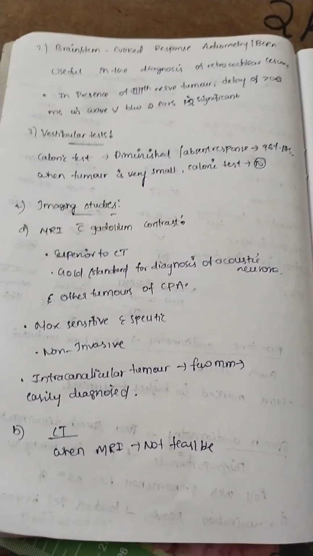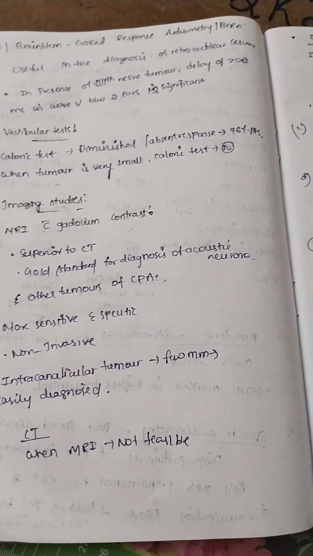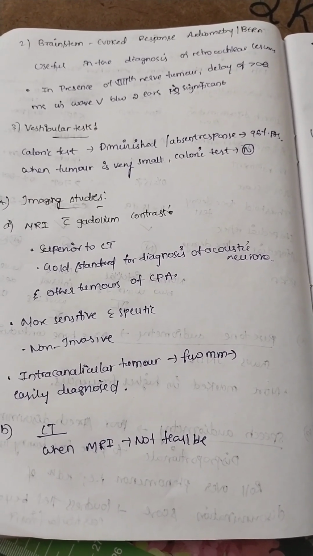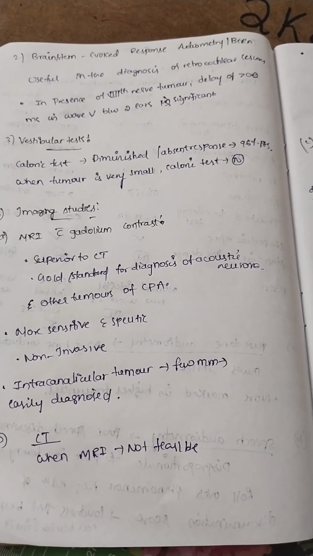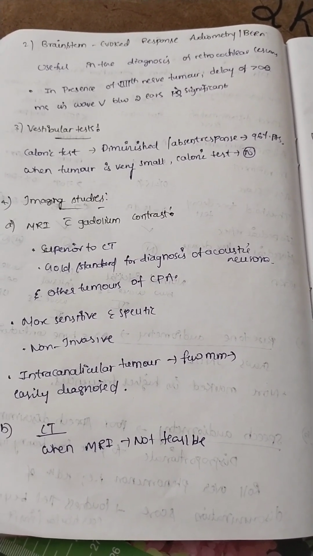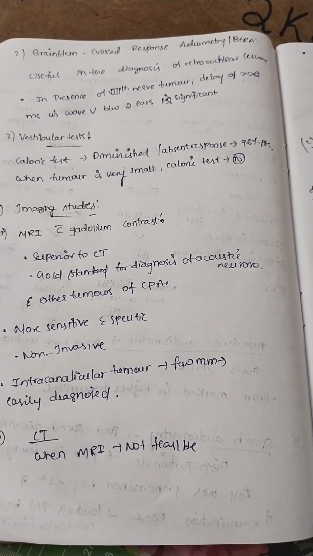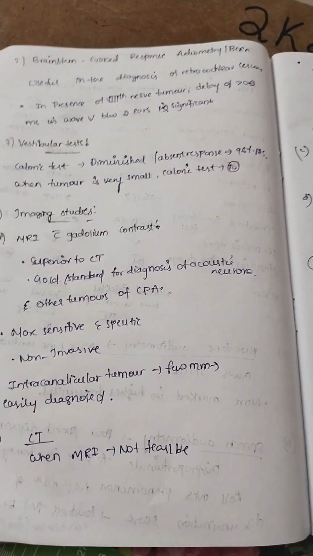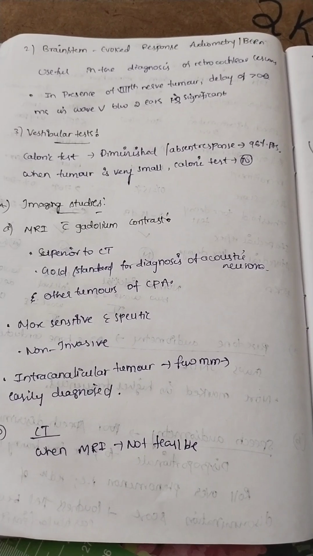Brainstem evoked response audiometry, this is BERA. It is useful in the diagnosis of retrocochlear lesions. In the presence of an 8th nerve tumor, a delay of 0.2 milliseconds in wave 5 between the two ears is significant for BERA.